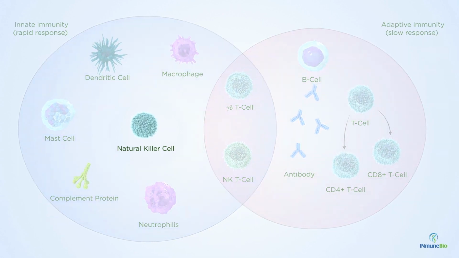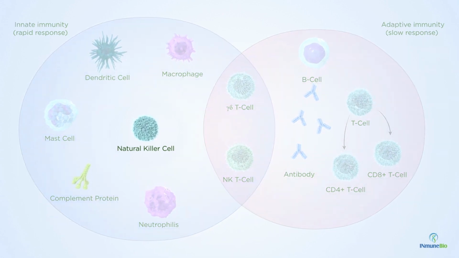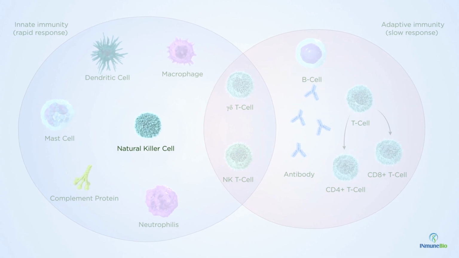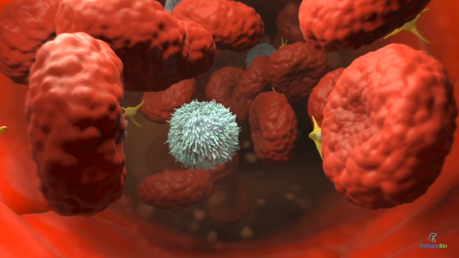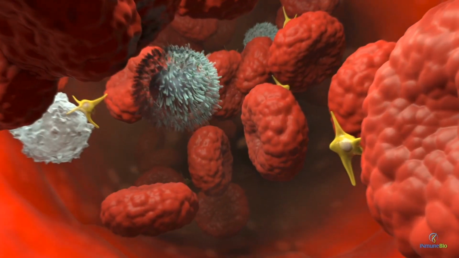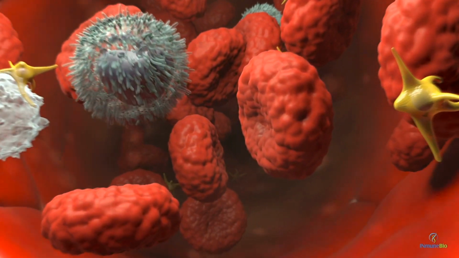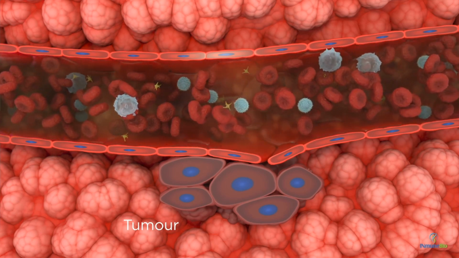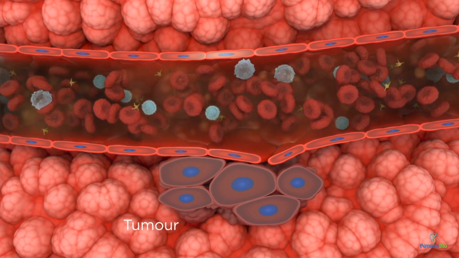Natural killer, or NK cells, are the major cytotoxic lymphocyte within our innate immune system. They constantly patrol our bodies to eradicate tumor cells as they arise and provide crosstalk to the adaptive immune system. Failure of an NK cell to recognize a tumor cell allows cancer to develop.